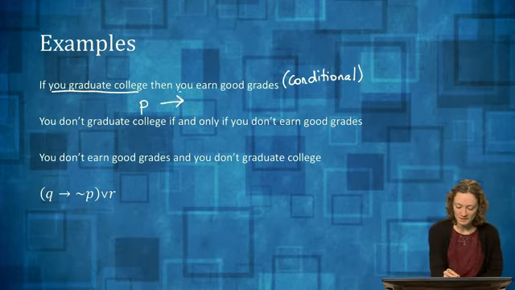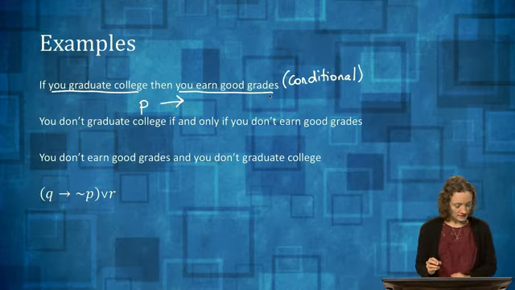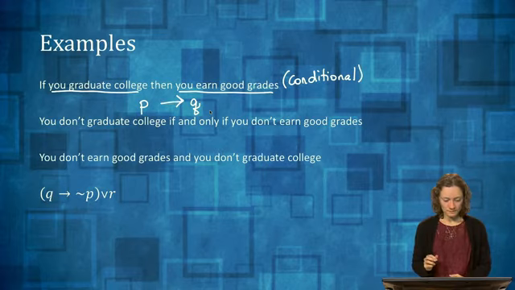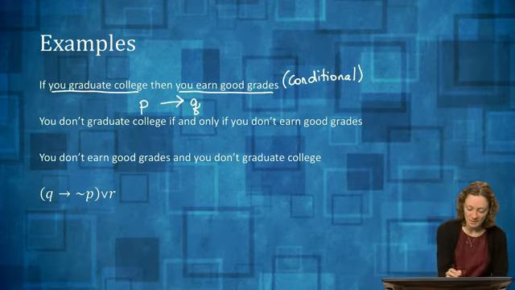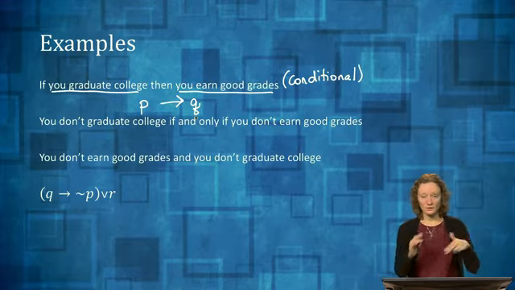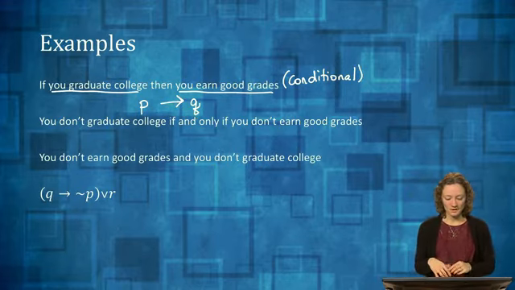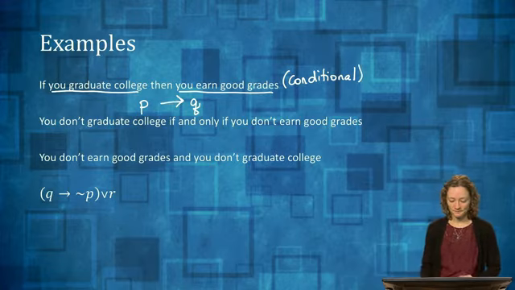Then the second piece, you earn good grades. According to our initial example, this is idea Q. So P implies Q. This is what it would look like symbolically. And we've gone backwards. We started with the symbols and translated to words. We're going the other way now. Okay, the next idea. You don't graduate college if and only if you don't earn good grades.